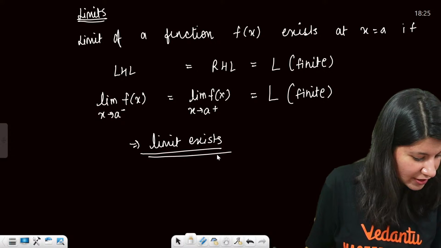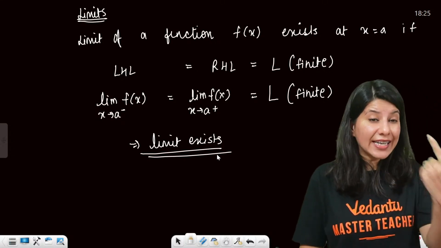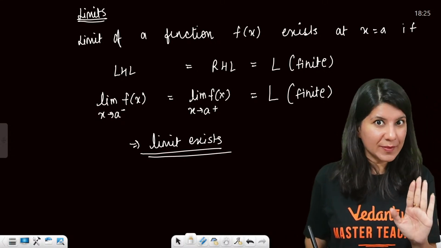Ma'am, we can also say the function is continuous. Yeah, continuity is a later thing. Okay, let me just focus on limits right now.